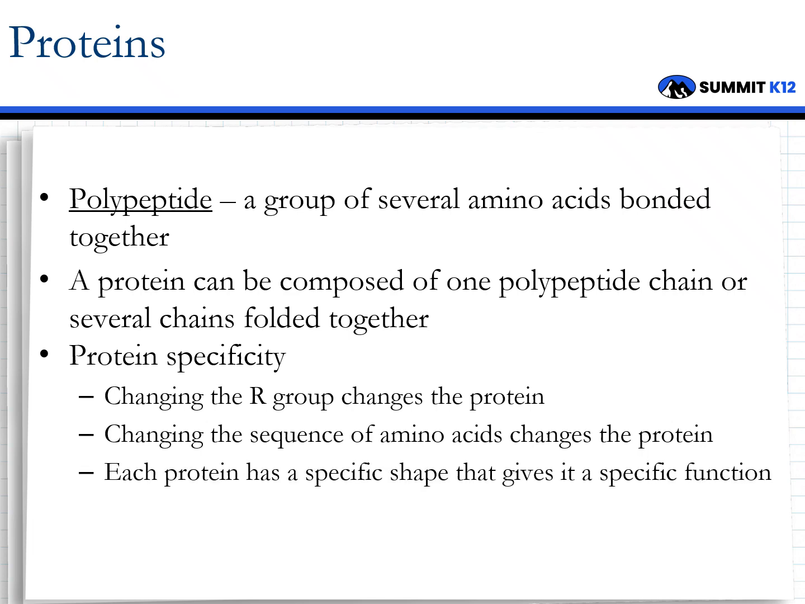Each protein has a specific shape, giving it a specific function, right? Each protein has a specific structure, and it gives it a specific function. So structure dictates function.